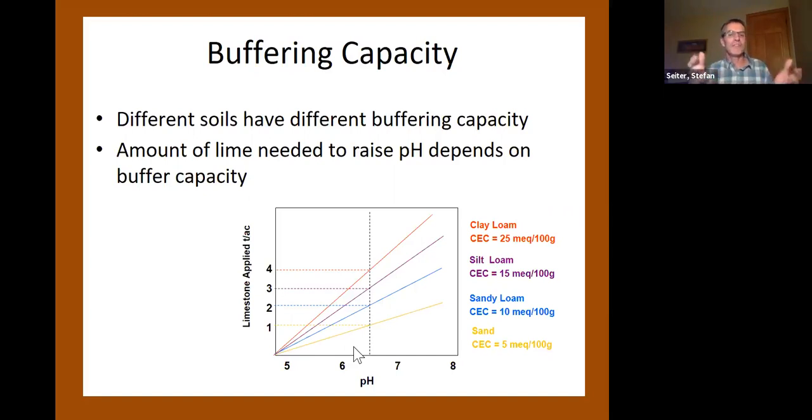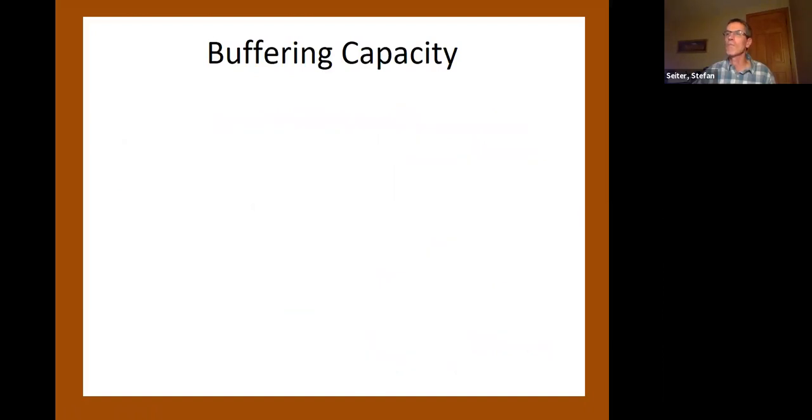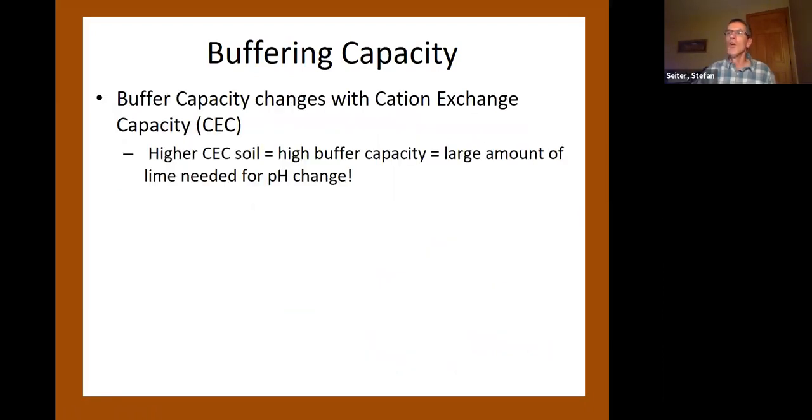But it just shows you the surface area of the soil, of a teaspoon of soil, is roughly a football field. So it has a lot of these negative docking stations on which these acidic cations can attach themselves. So that's why we need a lot more lime in that clay compared to what we need in the sand. So the buffer capacity changes with the cation exchange capacity.